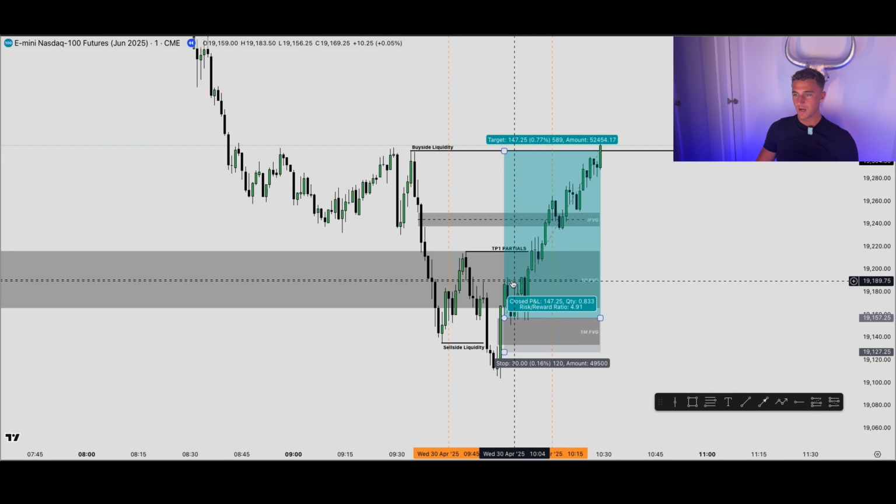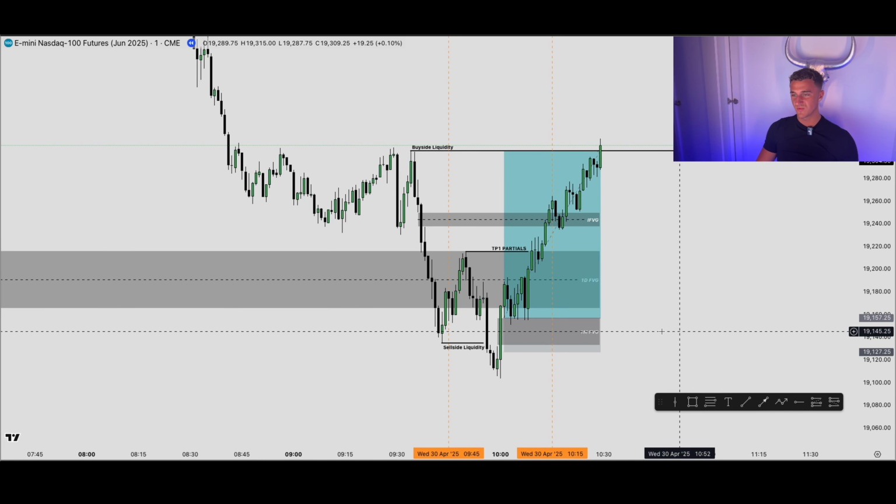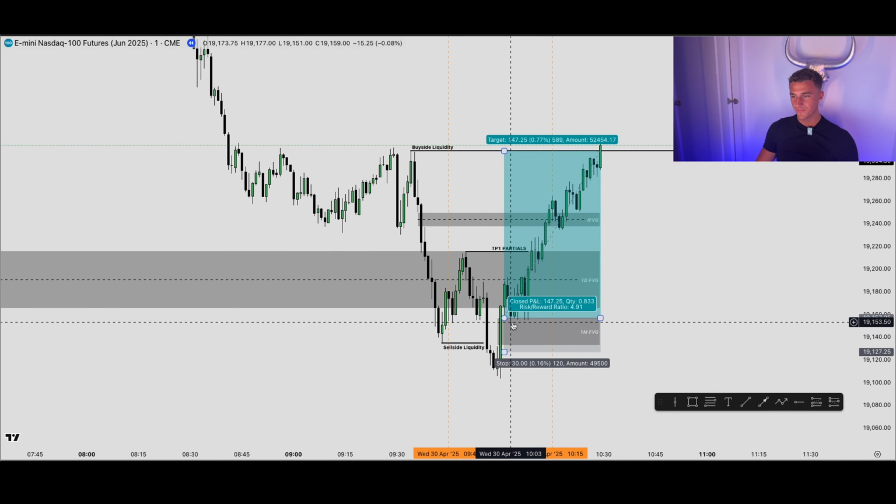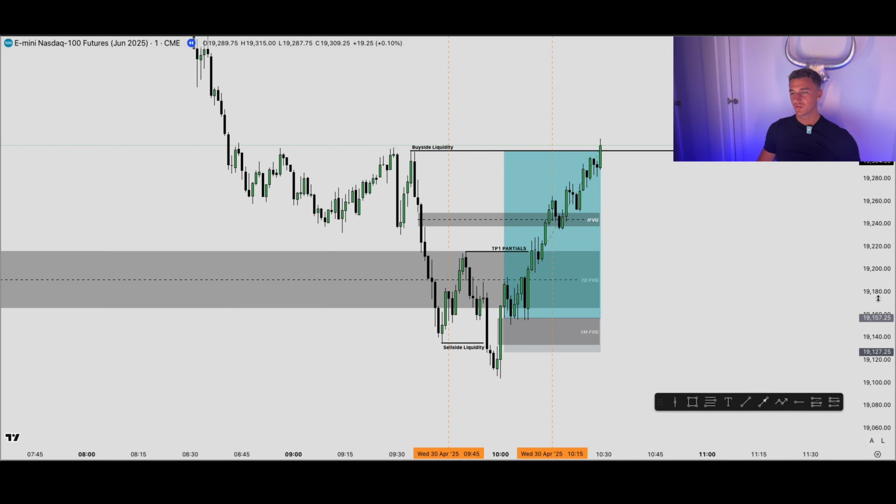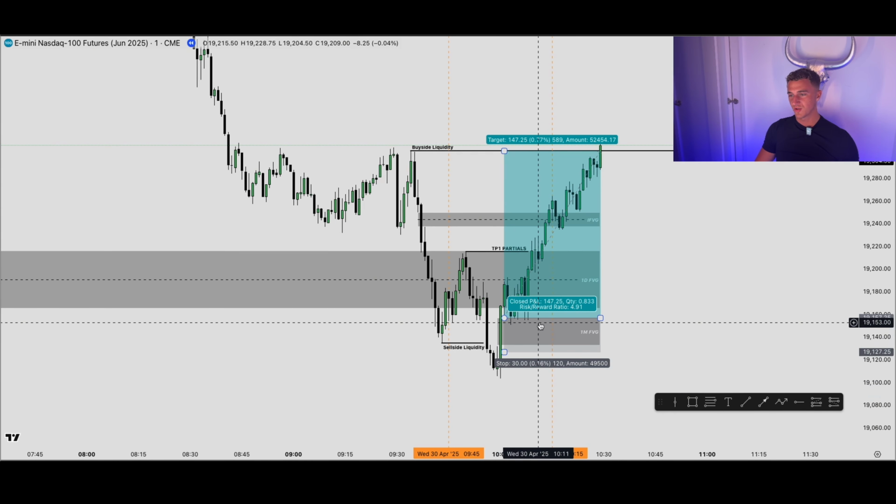Once price took out this recent swing high, I decided to move my stops to that swing low. So I always like to trail my stops and keep my stops at valid structure points. So if you were to put your stops at break even in this case, you would have been stopped out. I don't like to do that. I always move my stops to a swing low. So move my stops to this low.